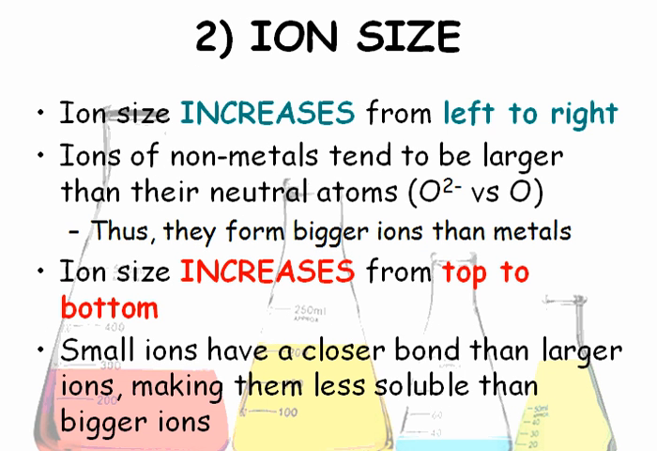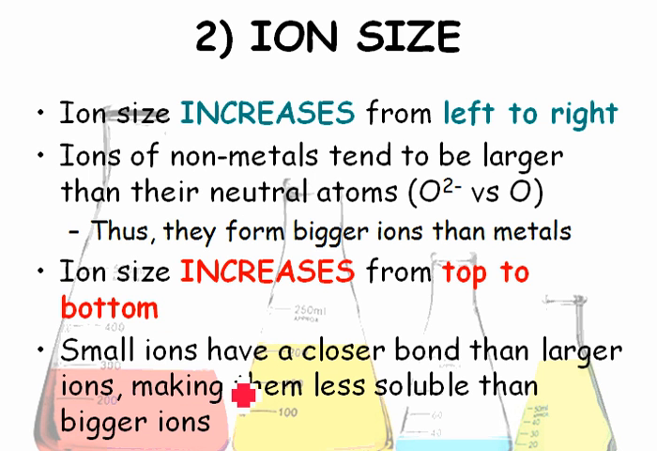With the size, ion size increases from left to right, and we talked about this in one of the earlier units. And the ions of nonmetals tend to be larger than their neutral atoms. So if you have something like O2 negative, that's going to be larger than O. And that makes sense. It has gained 2 more electrons, therefore being bigger. So they form bigger ions than the metals. Ion size increases from top to bottom as well.